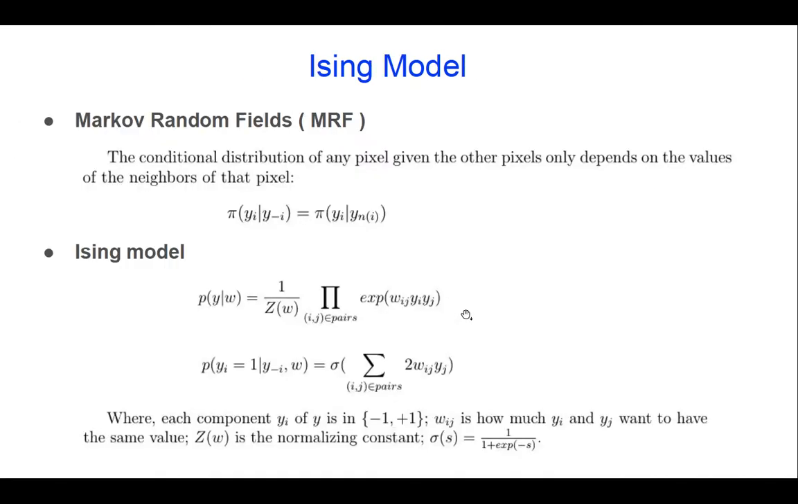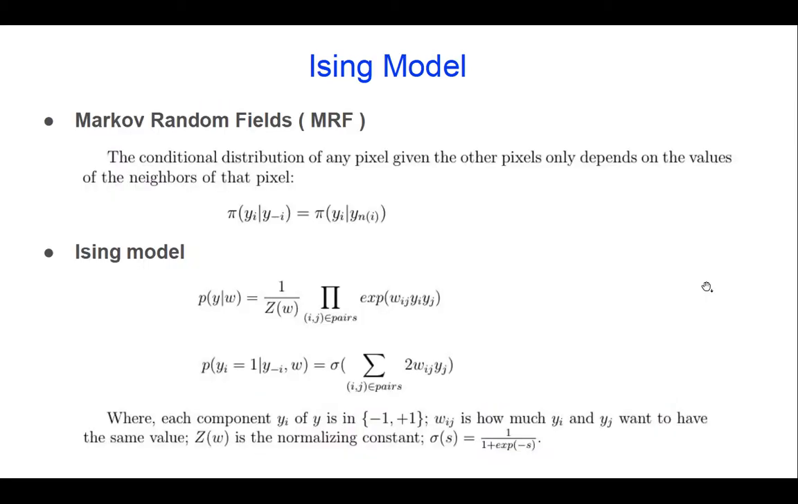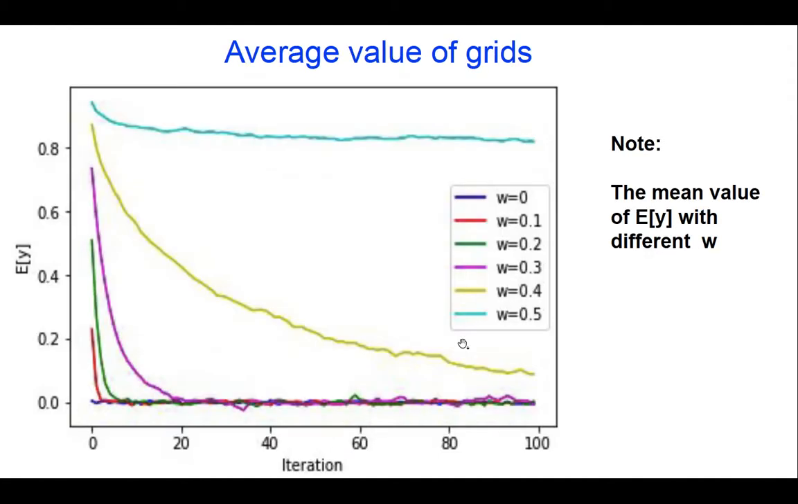So if we go back to our true image, we can see that the pixels having the same value also tend to aggregate together. This is the reason why we would like to choose the Ising model, because it can ensure that the pixels aggregate together and have the same value.